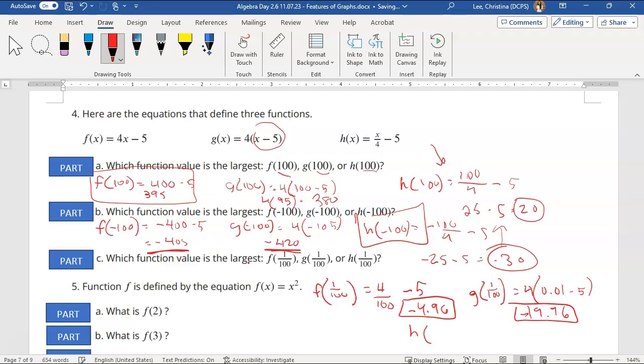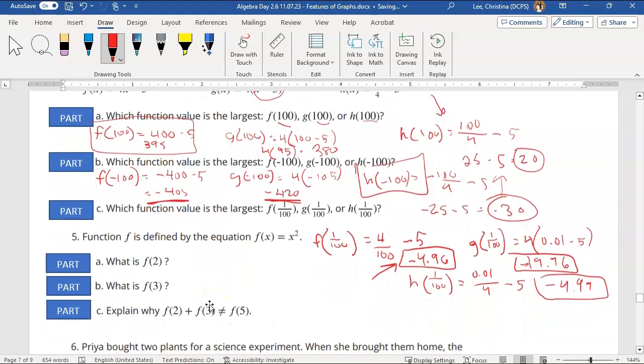And then lastly, h of 1 over 100 gives us 0.01 divided by 4 minus 5. So 0.01 divided by 4 is 0.0025 minus 5 is negative 4.9975. So this is actually very close, but this means that our first one is actually the largest one. F of 100 is the largest one, as this one's going to be a little bit more negative because we're multiplying this by this 4 here. All right.